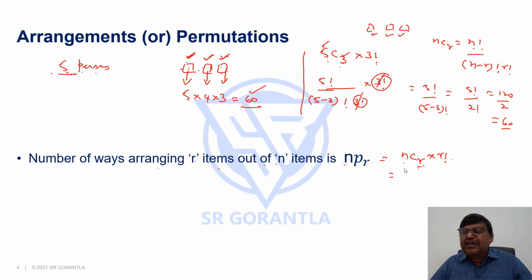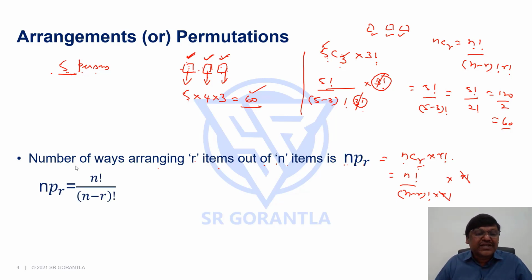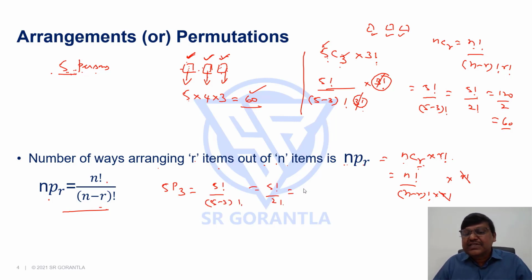If you recall here, nCr equals n factorial by (n minus r) factorial into r factorial. If I do it, r factorial gets cancelled. That's why we say, students, nPr equals n factorial by (n minus r) factorial. So arranging 3 persons out of 5 persons will be 5P3. We can directly say, instead of writing all this, 5P3 is 5 factorial by (5 minus 3) factorial, which is 5 factorial by 2 factorial, which is 120 by 2, 60.